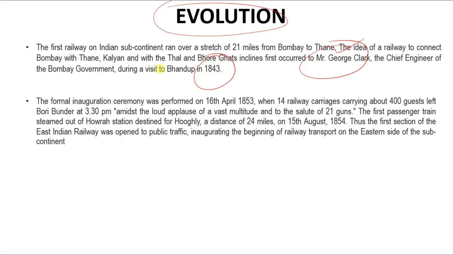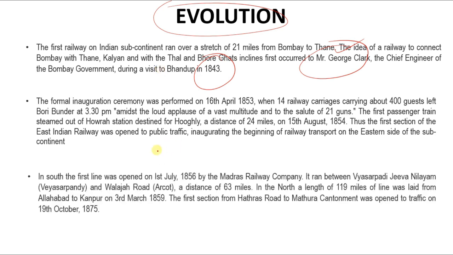In the south, the first line was opened on 1st July 1856 by the Madras Railway Company. It ran between the stations Vyasarpadi and Walajah Road, Arcot, and the distance covered at that time was approximately 63 miles. In the north, a length of 119 miles of line was laid from Allahabad to Kanpur on 3rd March 1859. The first section from Hathras to Mathura Cantonment was opened to traffic on 19th October 1875.